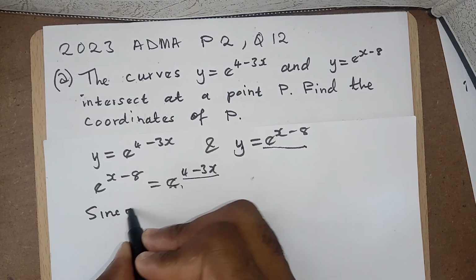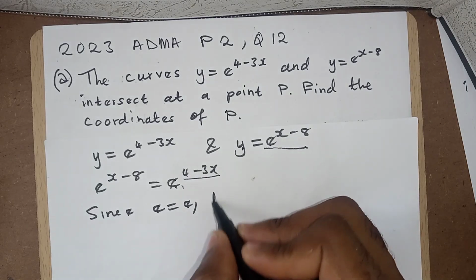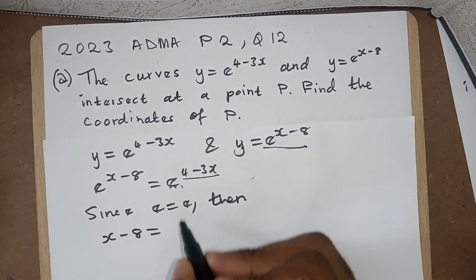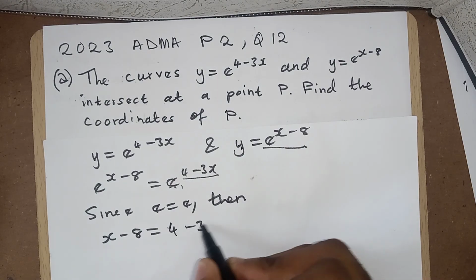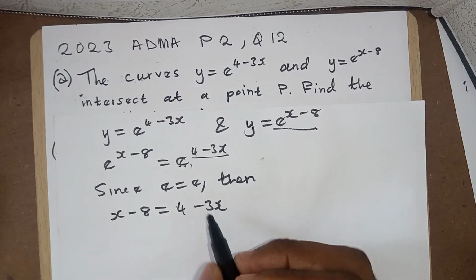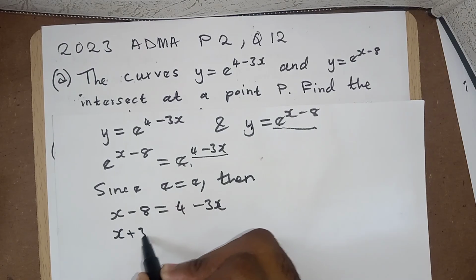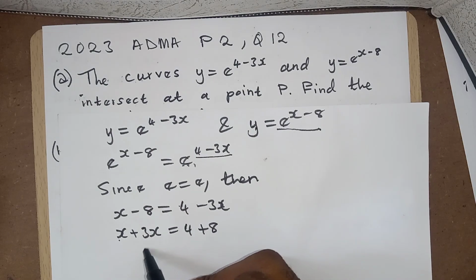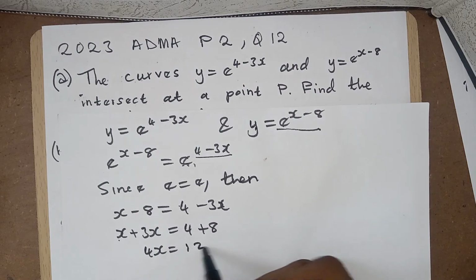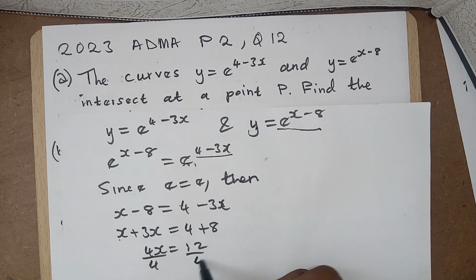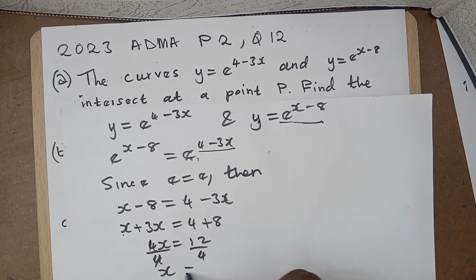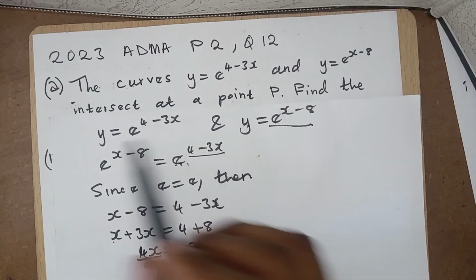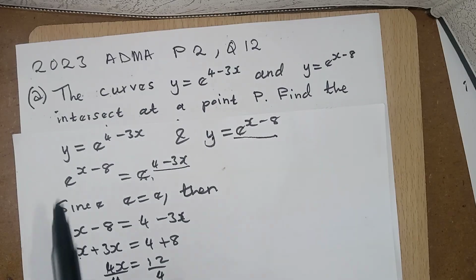So since e is equal to e, then you can say x minus 8 is exactly the same as 4 minus 3x. Let's solve for x. You can take the x to the other side. Then you have 4, you take the 8 to the other side, this plus this, we have 4x, this plus this, we have 12, so that your x is 3.